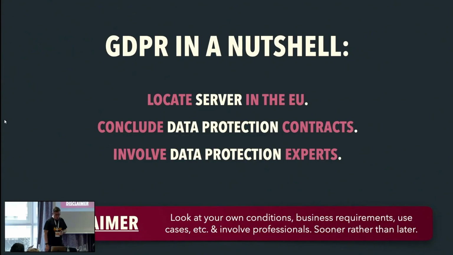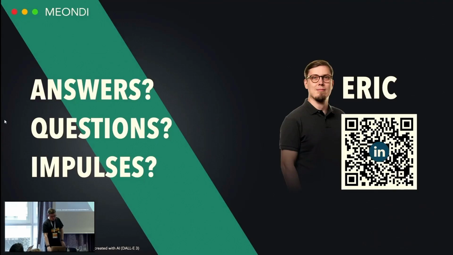So the last slide is about what we did. It's pretty basic for what we did with Luther, our tool. Locate your server in the EU to be GDPR conform, conclude the data protection contracts, involve data protection experts, and look at your own conditions and really provide as much information as you can for the user, so that your user is safe and assured of what is happening with his data by the use of your product. That's it from me.